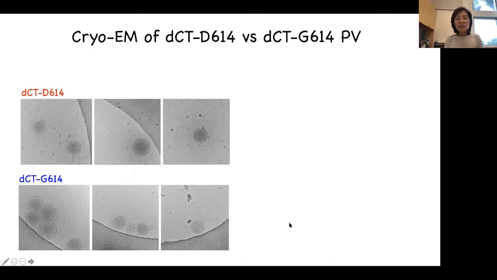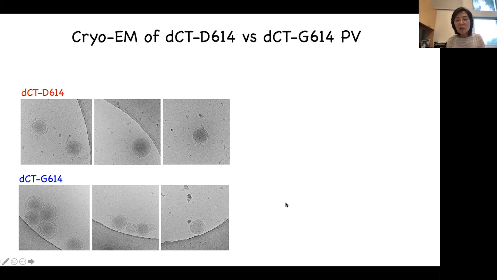So we sent this to the University of Washington, and they did cryo-EM. What we learned is that it's not like all D614 pseudoviruses have less spike and all G614 have more spike. No, it's not like that. It's very variable. This G614 virion has a full spike around it. This has low to medium, and this is bald actually. And G614 has a higher tendency to have a full spike. So as you see here, there are full spike, medium and low.